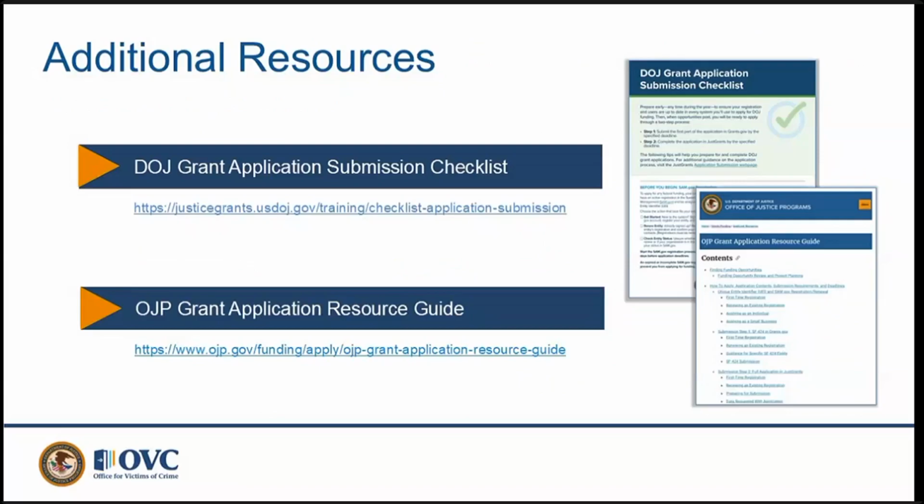The DOJ Grant Application Submission Checklist includes step-by-step instructions on preparing your OVC application. The Office of Justice Programs, or OJP, Grant Application Resource Guide provides guidance to assist OJP grant applicants in preparing and submitting applications for OJP funding.